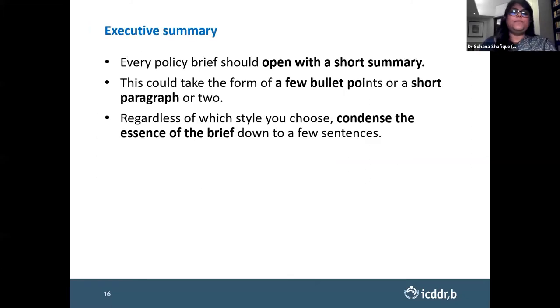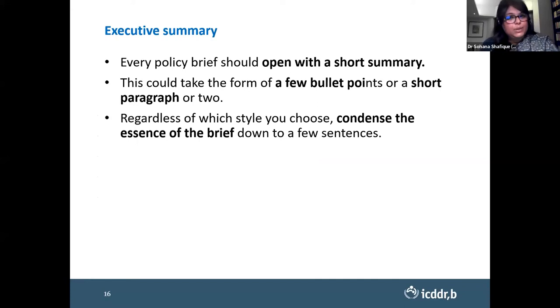In the executive summary, in every policy brief, we should open with a short summary. This could take the form of a few bullet points or a short paragraph or two. Sometimes the discussion section can be a second paragraph, but usually it's one paragraph. And sometimes it's also presented not as one paragraph but as a few bullet points.